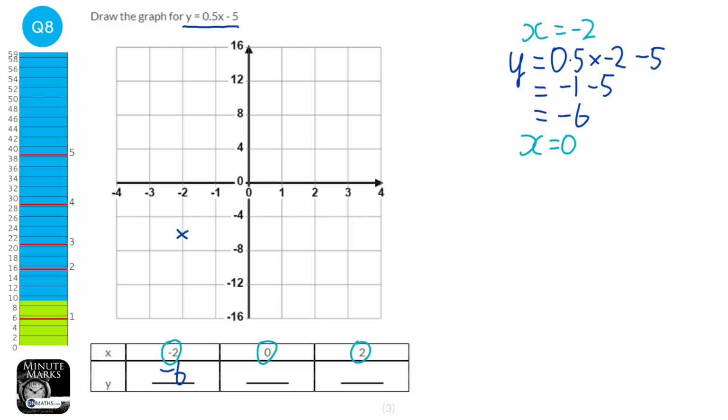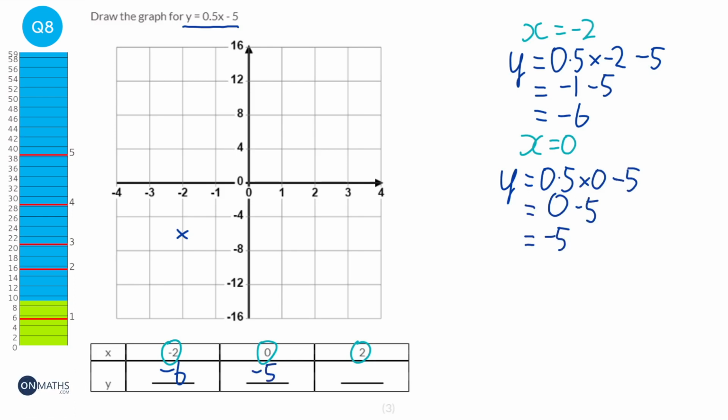Okay, continuing on with x equals 0, so it's going to be y equals 0.5 times 0, which is just going to be 0, take away 5. So it's just 0, take away 5, which is just minus 5. So 0 minus 5 will be slightly higher, about there.